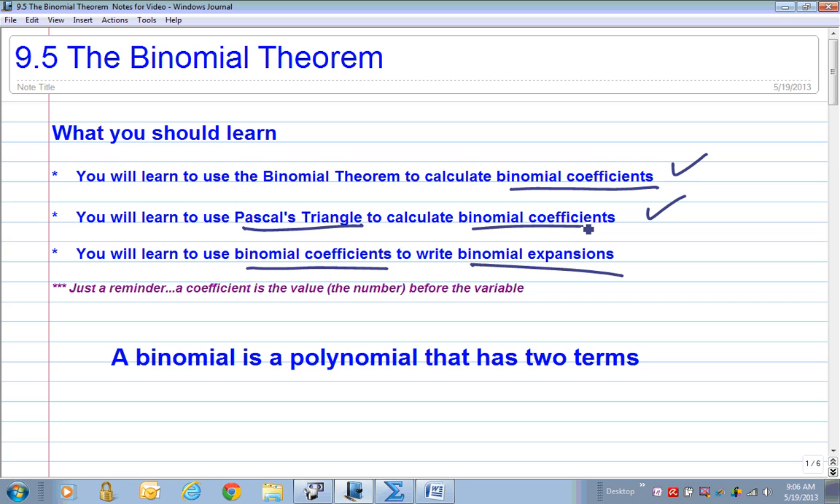Just a reminder, a coefficient is the value or the number before the variables in an expanded polynomial. Remember from the past, these are things that we know. A binomial is a polynomial that has two terms. So x plus y, and if we have it expanded, we could have x plus y to the 0, to the first, to the second, to the third, etc. We're going to talk a little bit about what we already know about these binomials and then what we can learn that will help us in our expansion. Let's move on. Go Bearcats.